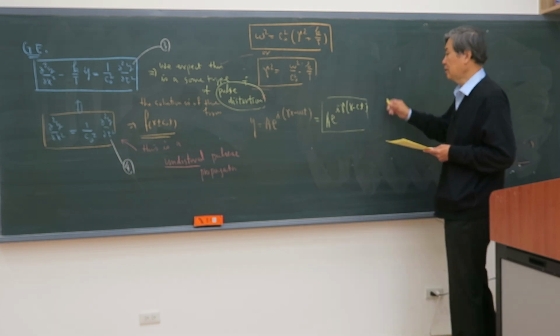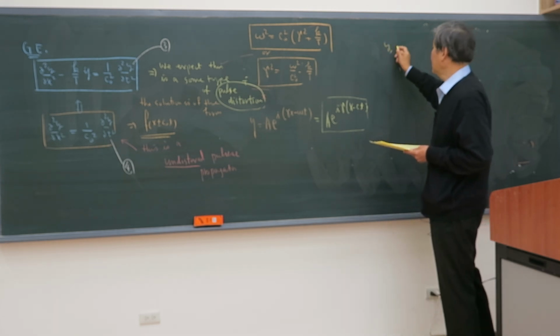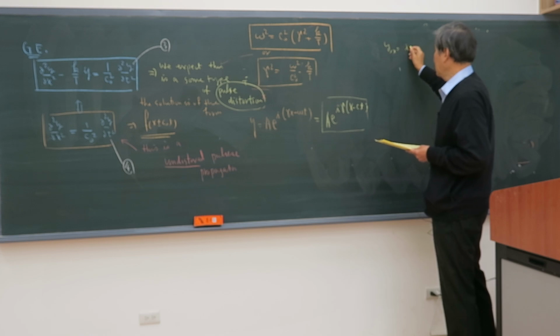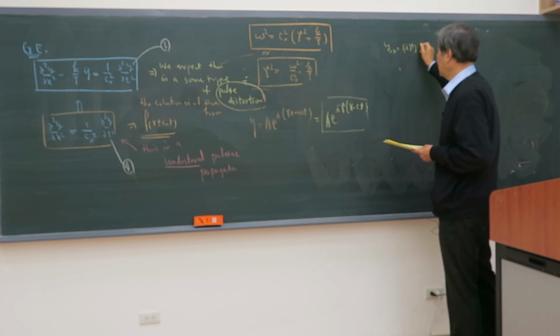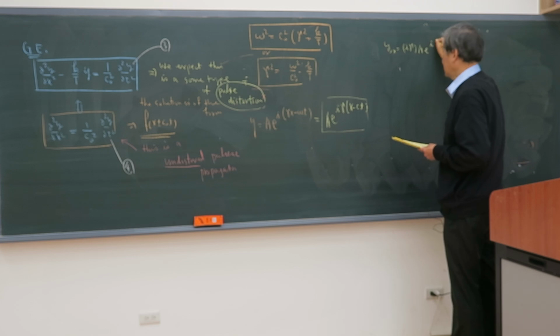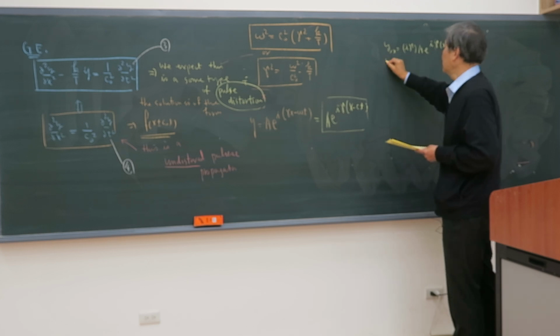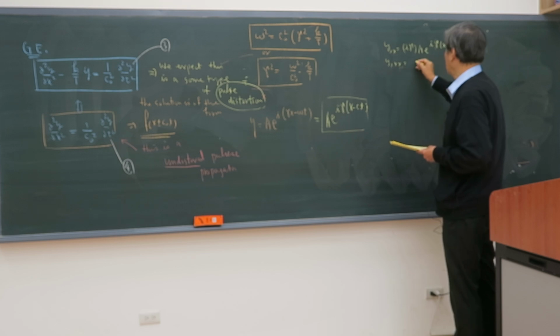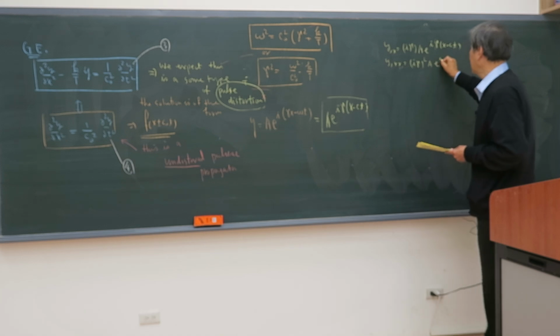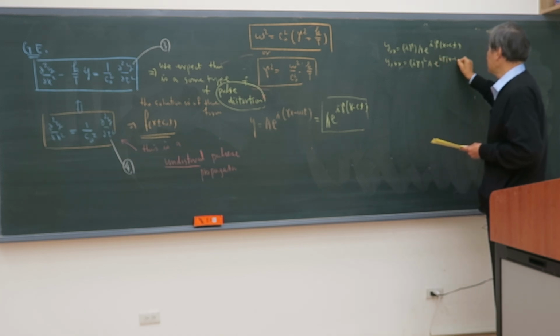Do the same thing. You have y x equal to i gamma A e to the i gamma x minus CT, and y gamma x equal to i gamma square A e to the i gamma x minus CT, right?